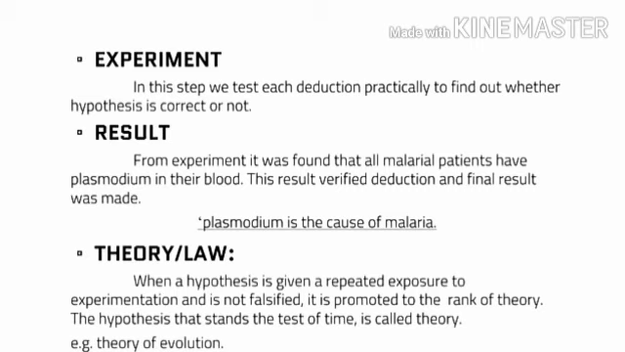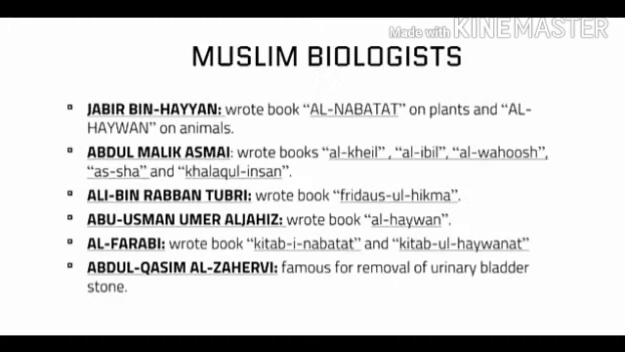What is theory? It is a set of scientific assumptions consistent with one another and supported by evidence, but not fully proved. For example, theory of evolution. Now class, the next topic is the contribution of Muslim scientists and other scientists.